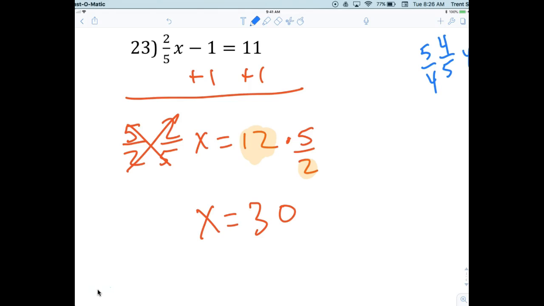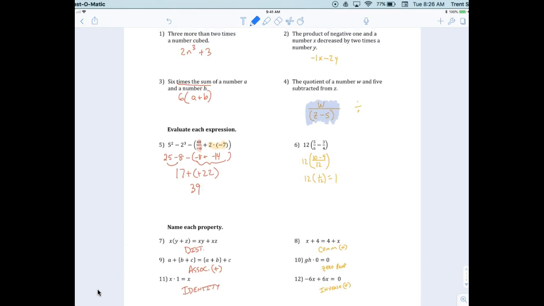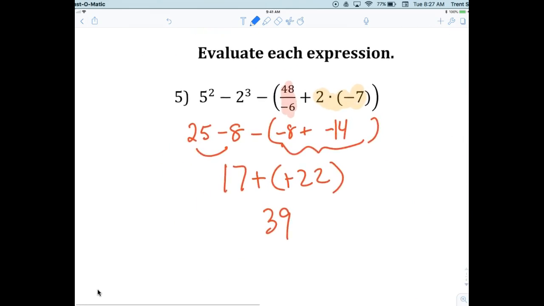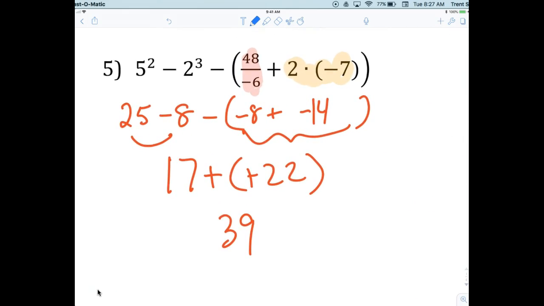I have a question, number 5. Let's go to number 5. See if you followed my work up there. 5 squared is 25, right? 2 cubed is 8, right? 48 divided by negative 6 is negative 8. 2 times negative 7 is negative 14.